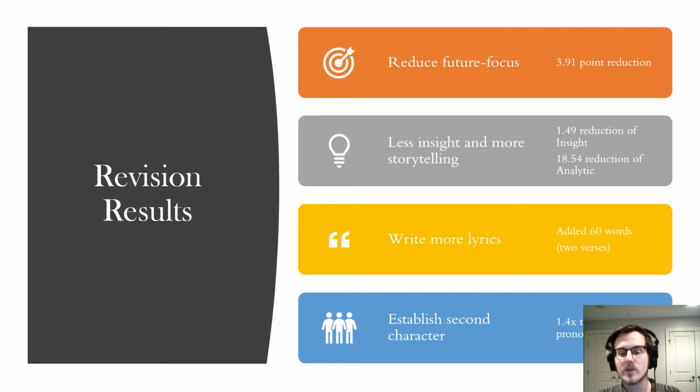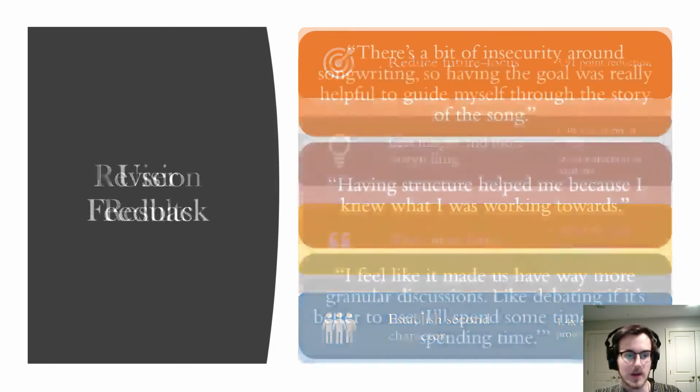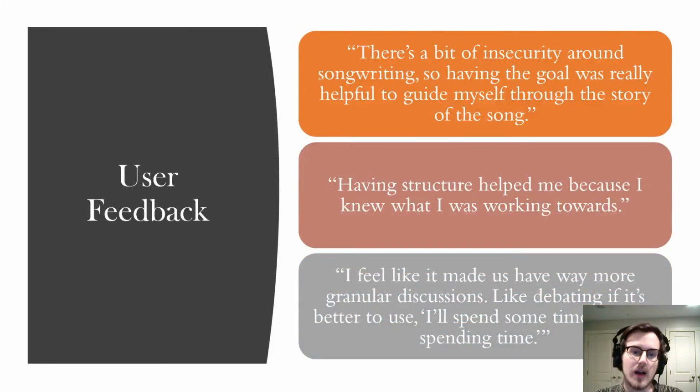We had 1.4 times the amount of second-person pronoun incidents, which is still lower than the average, but it's higher, right? And another important point is that this isn't done. This is an iterative process. We would analyze this again, find some more points for feedback, and keep tuning, right? After we did this revision process, we had a conversation about it, and here are some highlights from that.